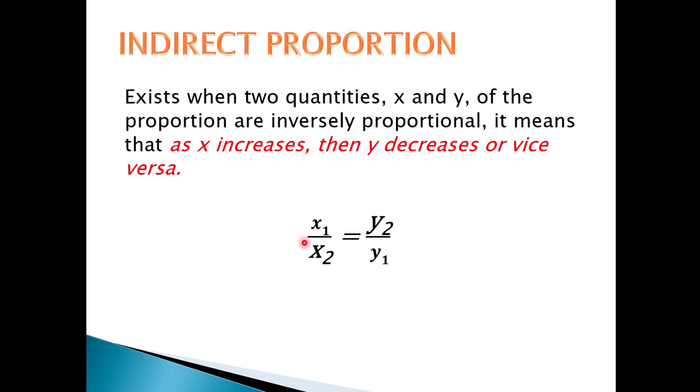So it is in a form like this. X sub 1 over x sub 2 is equal to y sub 2 over y sub 1. So you need to familiarize this one. Don't be confused. X sub 1 over x sub 2 is equal to y sub 2 over y sub 1. So that's how the form looks like. That's the general form of indirect proportion.